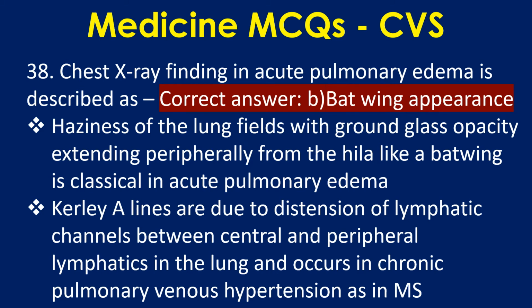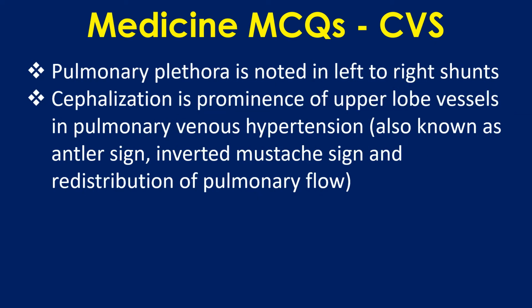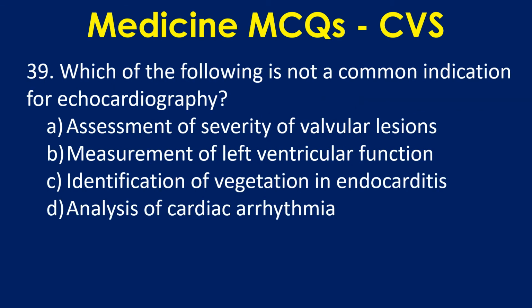Curly A lines are due to distension of lymphatic channels between central and peripheral lymphatics in the lung and occur in chronic pulmonary venous hypertension as in mitral stenosis. Pulmonary plethora is noted in left to right shunts. Cephalization is prominence of upper lobe vessels in pulmonary venous hypertension, also known as Andler sign, inverted mustache sign, and redistribution of pulmonary flow. Which of the following is not a common indication for echocardiography?